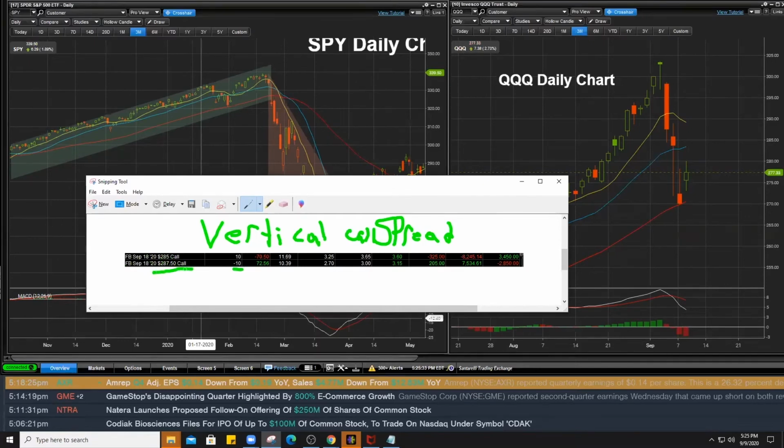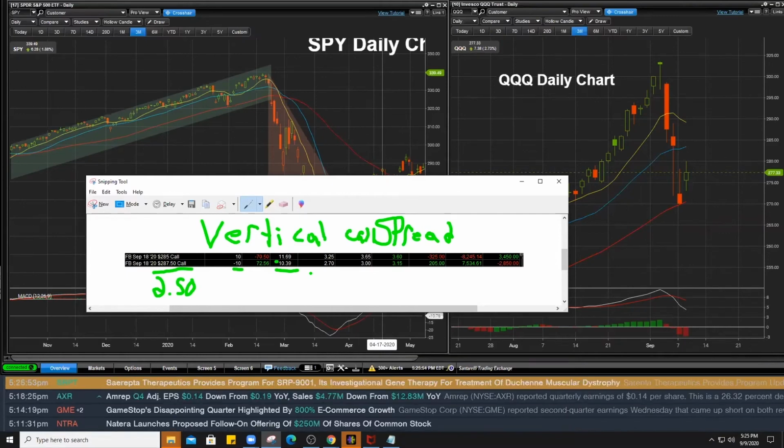So the max you can make on a spread is the difference between those two strikes. So from 285 to 287.50, that's $2.50, right? Now, here is what we paid for it. Our average price is right here. So 11.69 minus 10.39, that's $1.30. So we paid $1.30 for this to be worth $2.50.